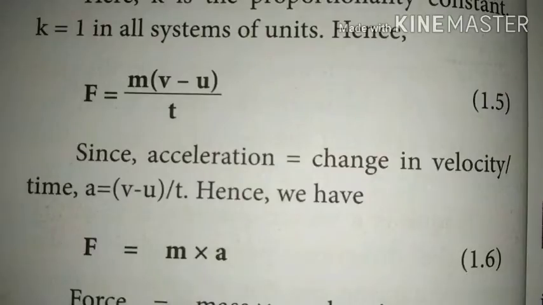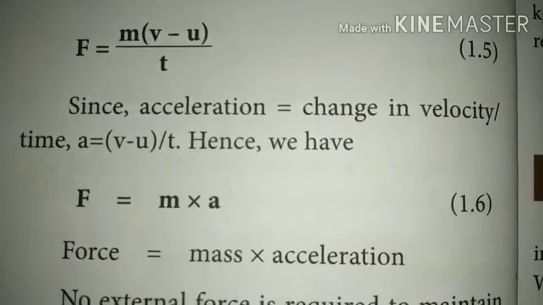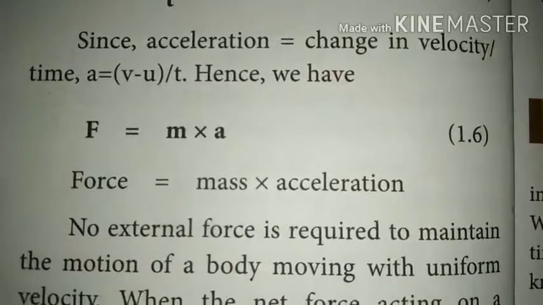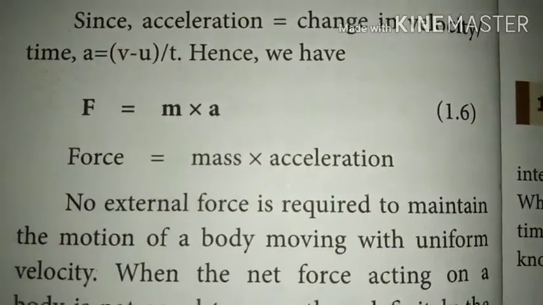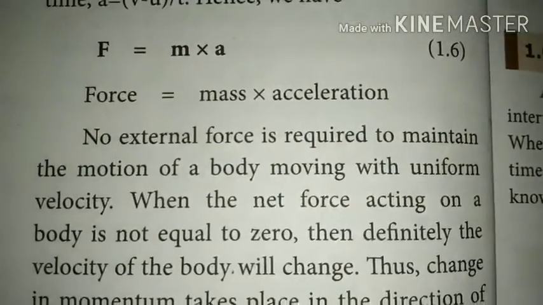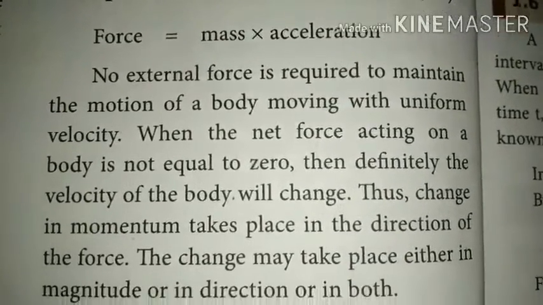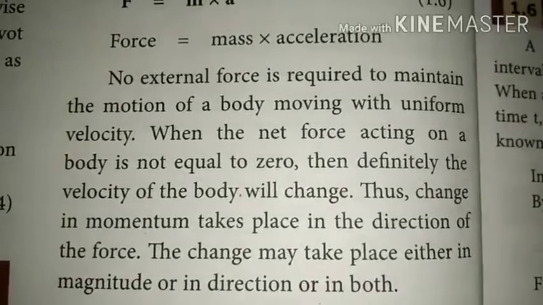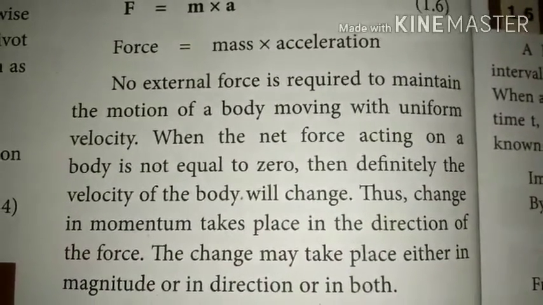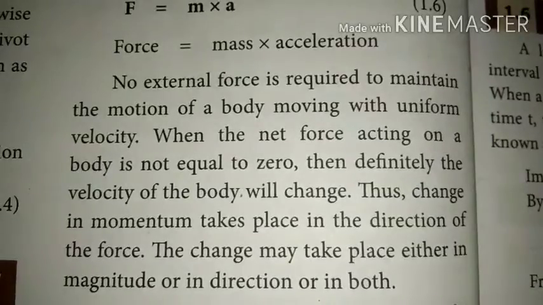We already know that acceleration is equal to change in velocity divided by time taken. Acceleration is small a. Change in velocity means v minus u. Time taken is t. So hence we can change equation 1.5 as F is equal to m into a. Force is equal to mass into acceleration. F is equal to ma. This is the derivation of the second law of motion.